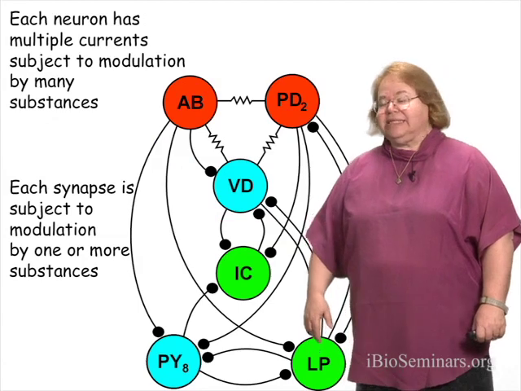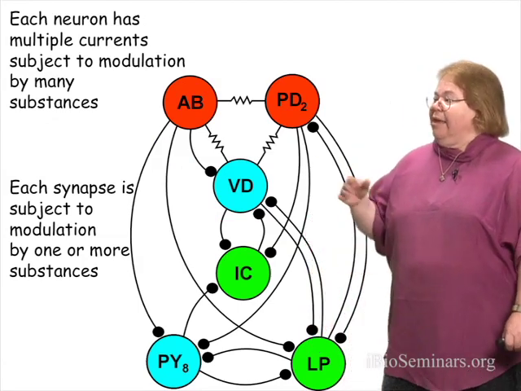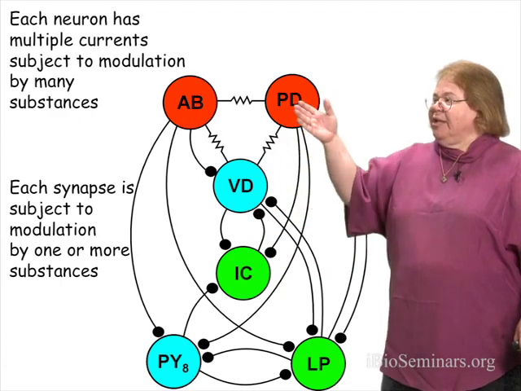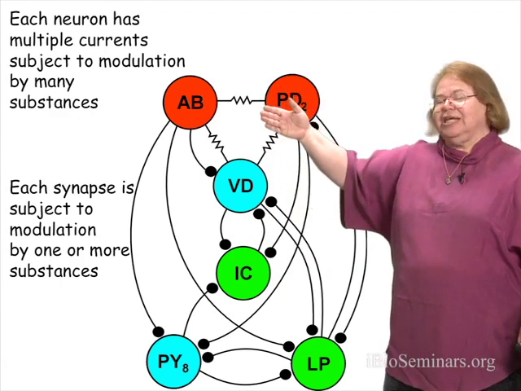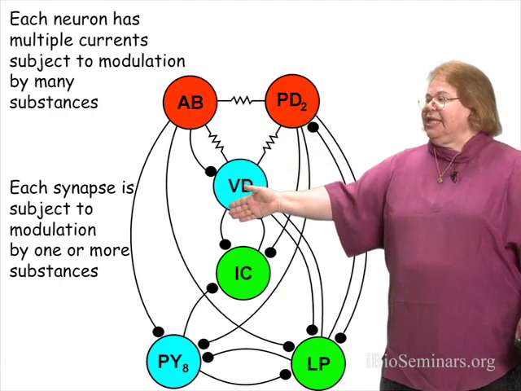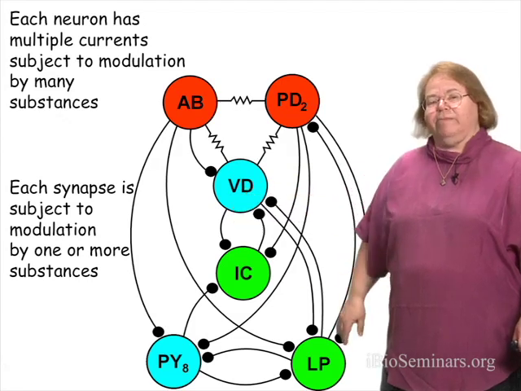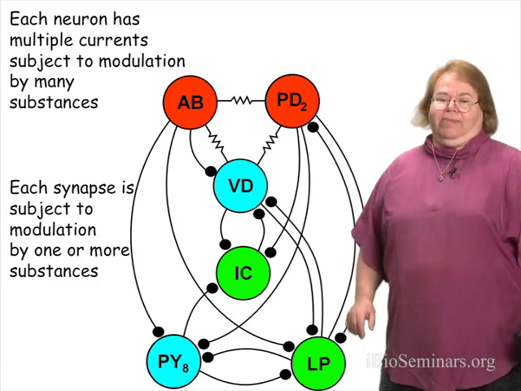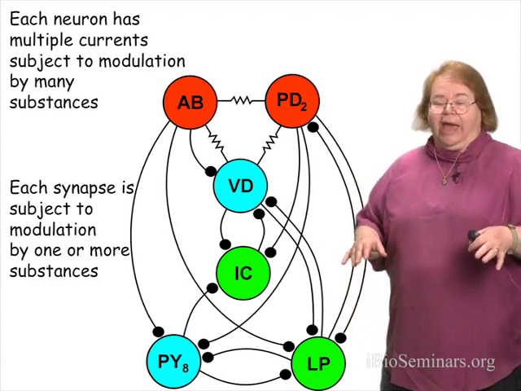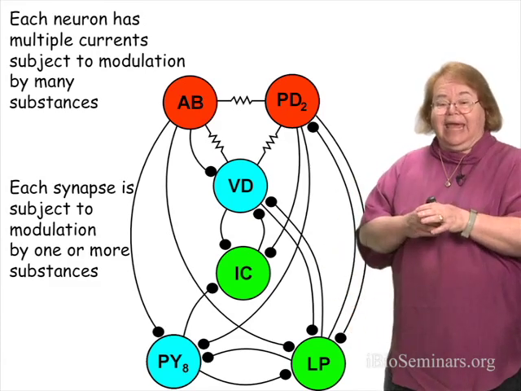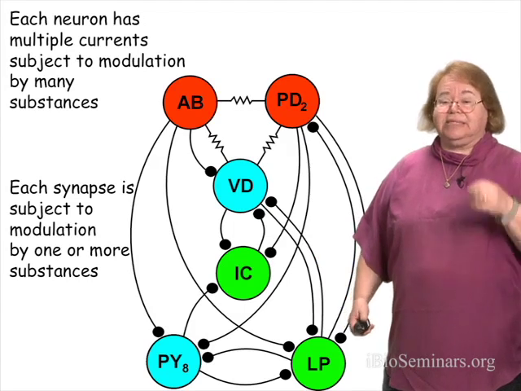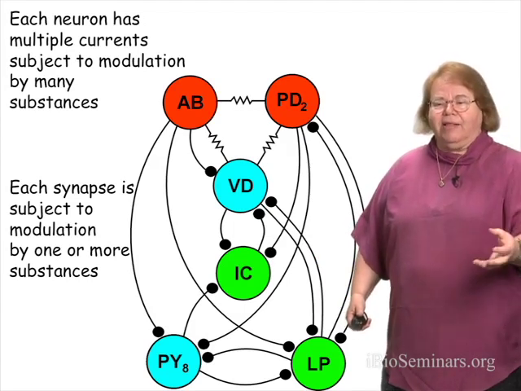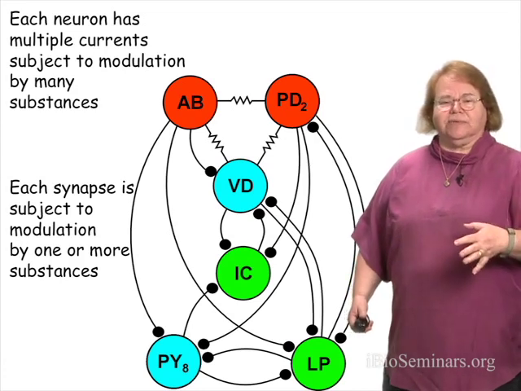Now, the take-home lesson from what we know, this now is the larger pyloric circuit. Each neuron has multiple currents subject to modulation by many substances. Each synapse is subject to modulation by one or more substances. So now this creates a problem. Anybody who has ever played with models of complex systems knows that as you start playing with the parameters in a model, the first thing the model does is it crashes.